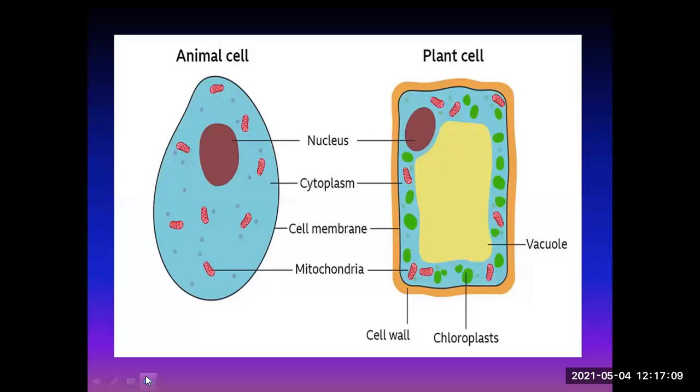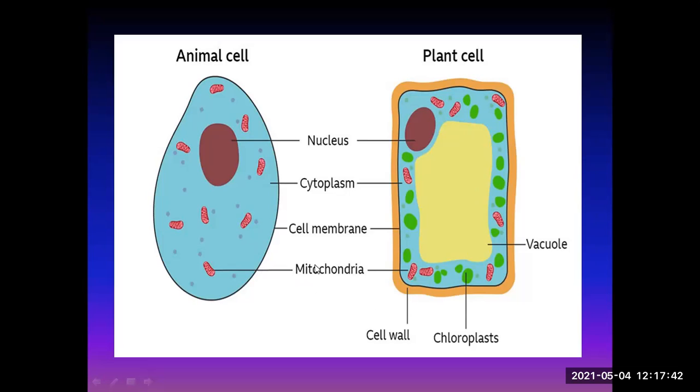Let's move on. So this brings us to the cell. Are the plants different from the animals? If they are different, how are they different from each other? Okay, so animal cells and plant cells basically are same. As you can see in this image, both the cells have nucleus, both the cells have cytoplasm, both the cells have cell membrane, and both the cells have mitochondria.